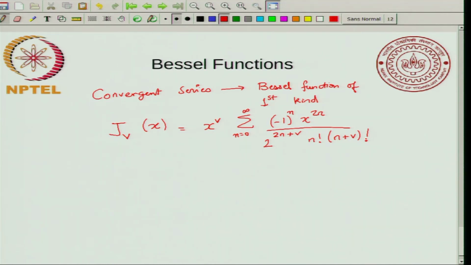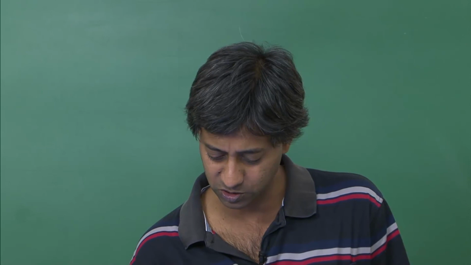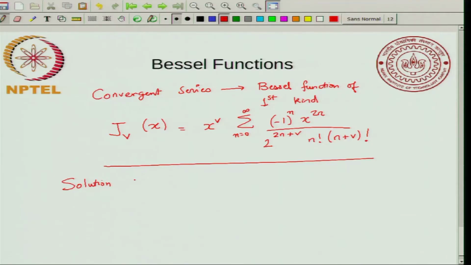So basically if you use the power series method in the usual way, you will get this as the convergent series when v is either 0 or a positive integer. This is the solution of the Bessel equation for v equal to 0, 1, 2, etc. And this is one solution, obtained by the Frobenius method.